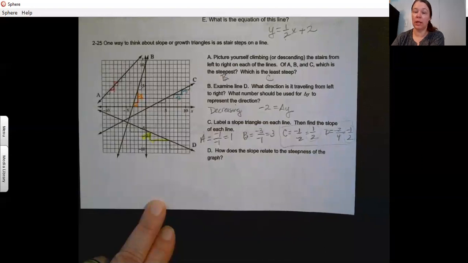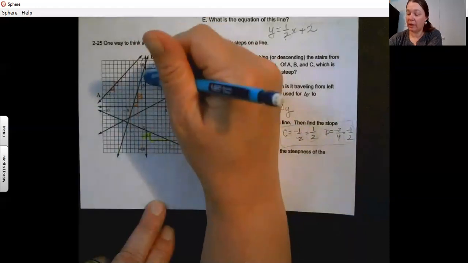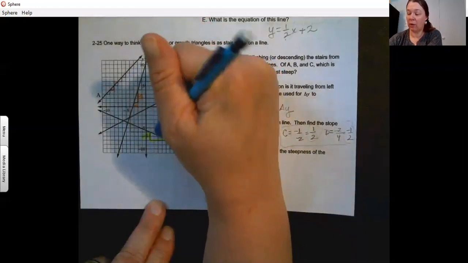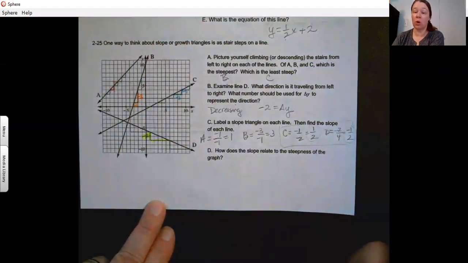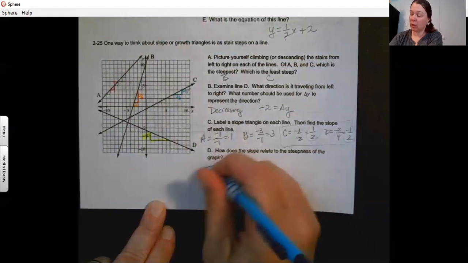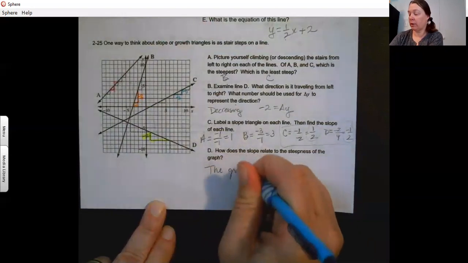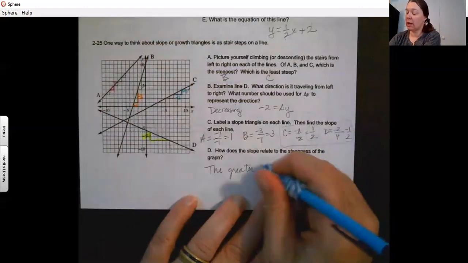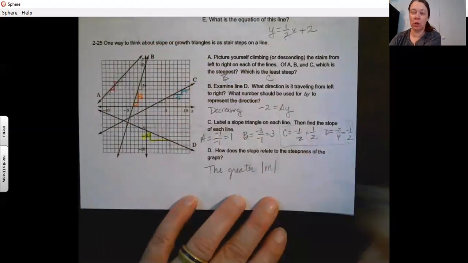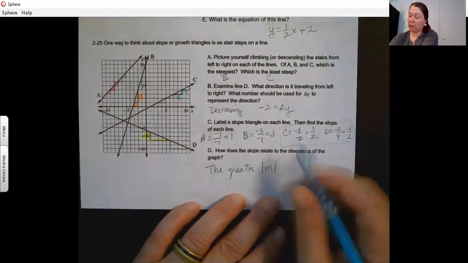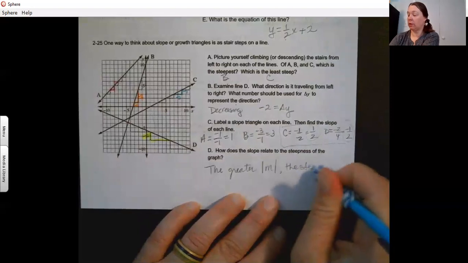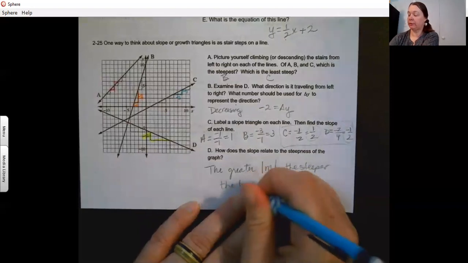Okay, so I don't want to just say the bigger the number, the steeper it is, because what if I had a line, like line B, but let's say it was going down? I would say that is steeper than, let's say, C or D or even A. So the way we talk about that is, we want to think about it without regard to what the sign is. So we're going to think of it as the absolute value. A lot of times we're going to use M to represent slope. So the greater the absolute value of the slope is, the steeper the line.